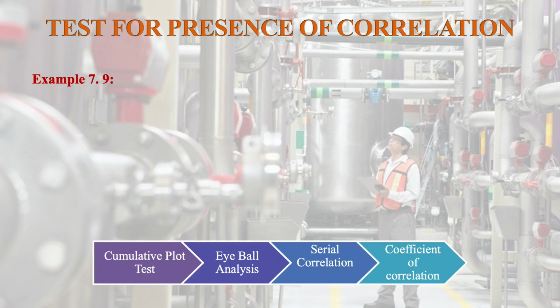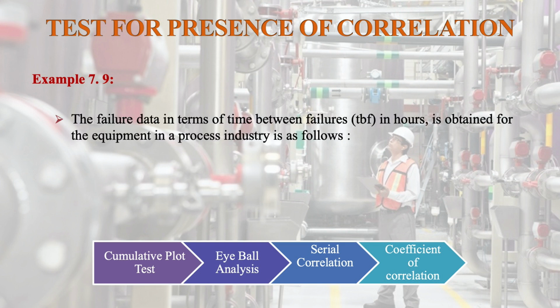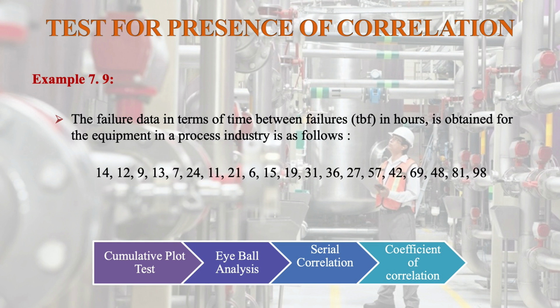So, first taking an example, the failure data in terms of times between failures in hours is obtained for an equipment in a process industry as follows. Conduct the trend analysis using cumulative plot test, eyeball test, serial correlation or coefficient of correlation. So this is the solution. The data for cumulative plot test and eyeball analysis is shown in the following table. Relevant calculations are shown in the table itself.